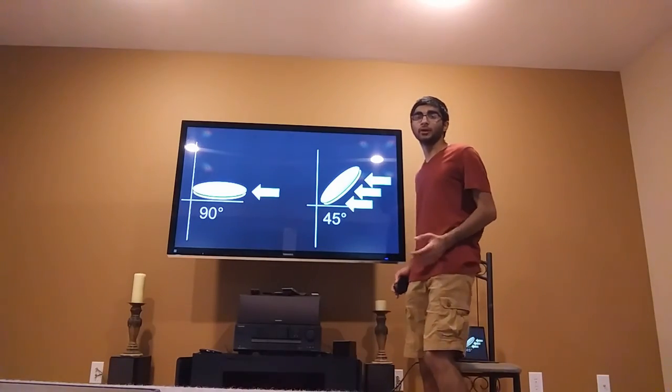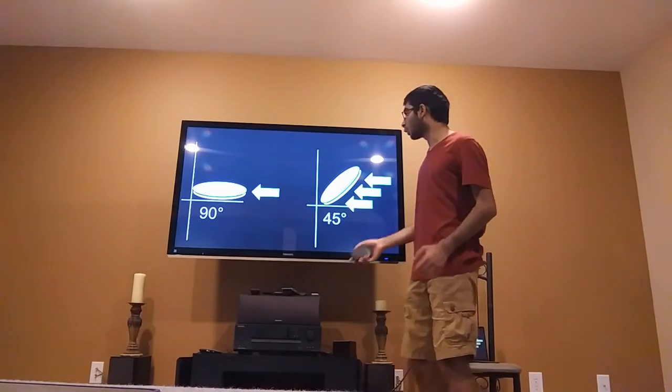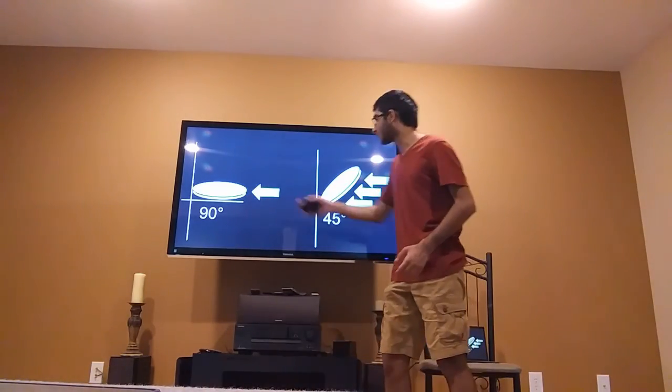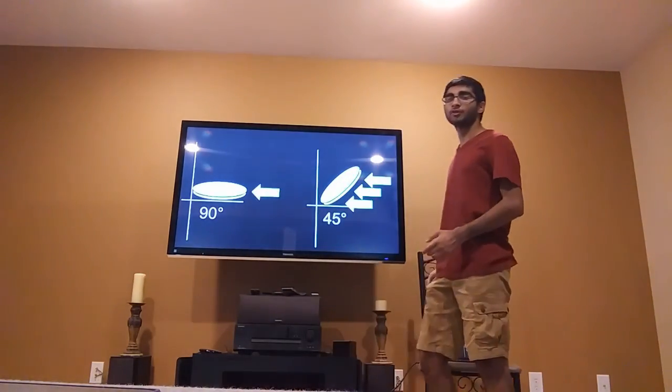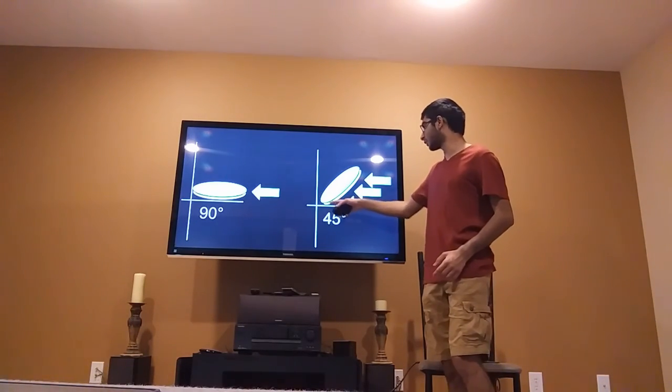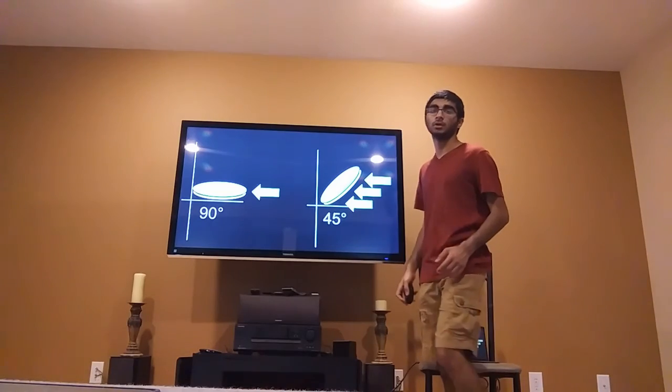If you look at this diagram, this frisbee thrown at a 90-degree angle is only affected by air resistance at this one point, while the frisbee thrown at a 45-degree angle is affected by air resistance all throughout its diameter.